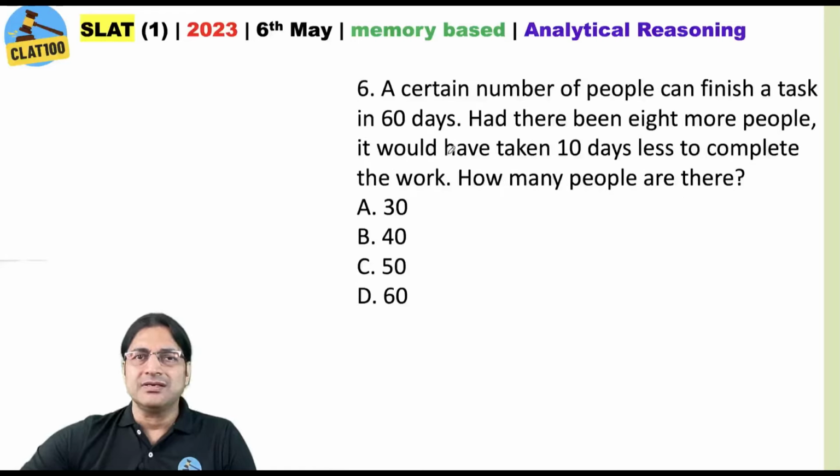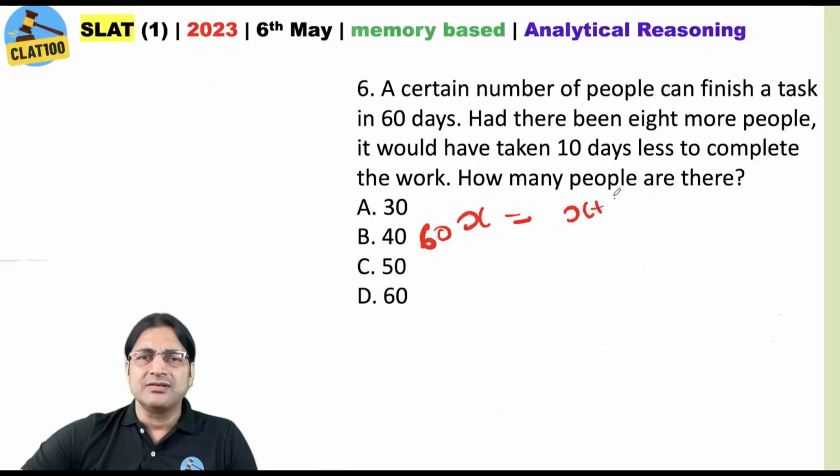A certain number of people can finish a task in 60 days. Let the number of people be X. So this work is of 60X man days. Had there been 8 more people, the number of people would have been X plus 8. It would have taken 10 days less. 60 minus 10, 50.